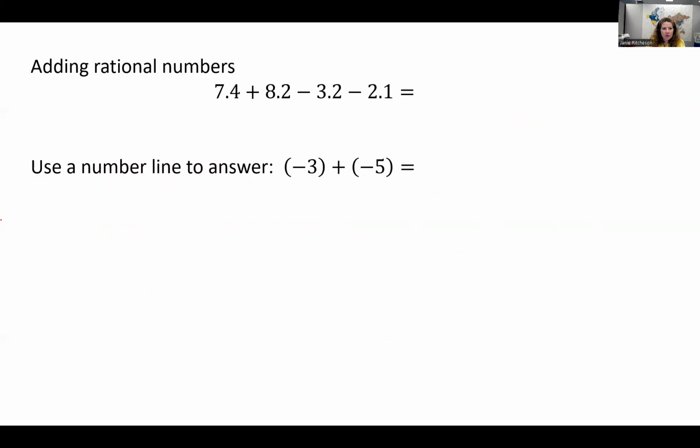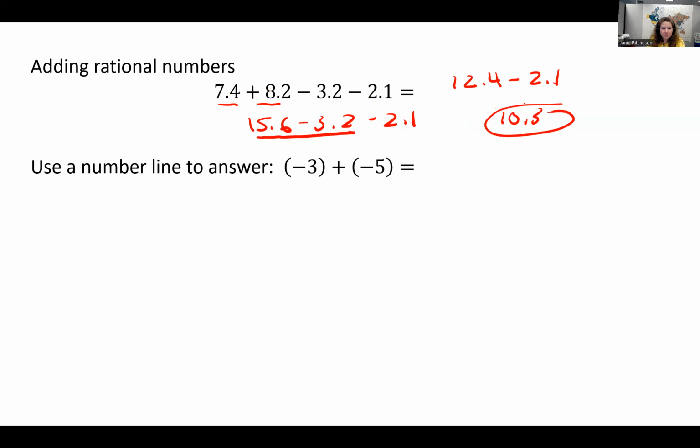All right, so when you have more than one, you just do them in order from left to right. So we're going to add these two together. So 7.4 plus 8.2 is 15.6. Bring everything else down. And now I'm going to do this part. So 15.6 minus 3.2 is 12.4. 12.4 minus 2.1, and we're just doing that straight in order. 12.4 minus 2.1 is 10.3.